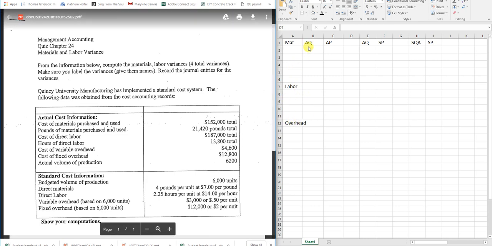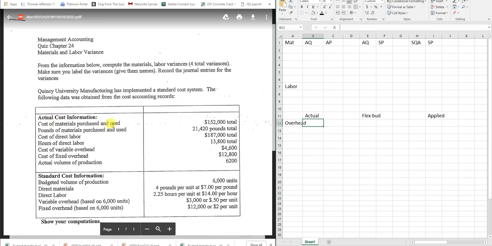So notice I have actual quantity times actual price. I'm going to do the same for labor, although it's actually actual hours times actual rate, actual hours times the standard rate, and standard hours allowed times the standard rate. As far as overhead goes, I'm going to have actual, flex budget, and I'm going to have applied over here. All right, so as I go through these, I'll just plug them in where they go.